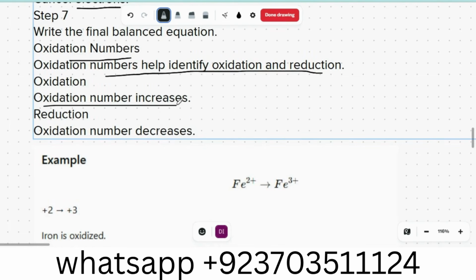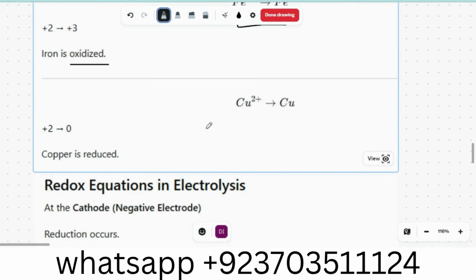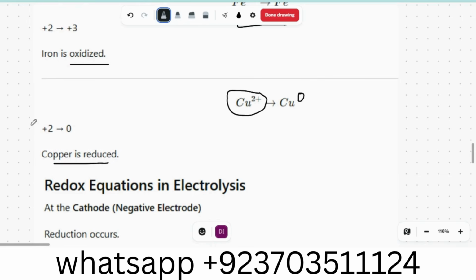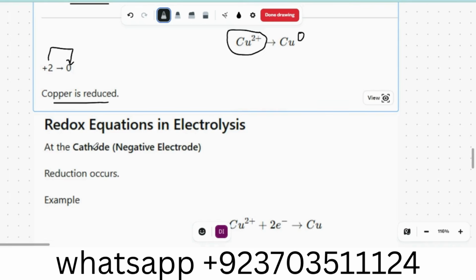The oxidation number increases in oxidation and decreases in reduction. For example, from plus 2 to plus 3, does the oxidation number increase or decrease? It increases from plus 2 to plus 3, so iron is oxidized. And here copper is plus 2, from plus 2 it went to Cu, that is 0. So copper has been reduced because it gains 2 electrons and the oxidation number decreases from 2 to 0. That is simple.